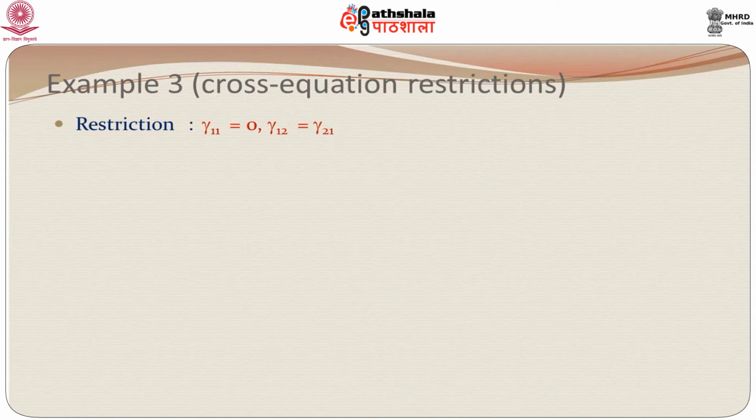In this case, we have as before gamma 11 equal to 0, but not gamma 22 equal to 0. Instead, we have gamma 12 equal to gamma 21. Mind you, gamma 12 is a parameter in the first equation, whereas gamma 21 is a parameter in the second equation. So as we said before, this is a cross equation restriction. So in this case, two equations are involved in forming the restriction. Since gamma 11 is equal to 0, as before we have F11 equal to 1 and F12 equal to 0. So that is as far as the first row of F is concerned.